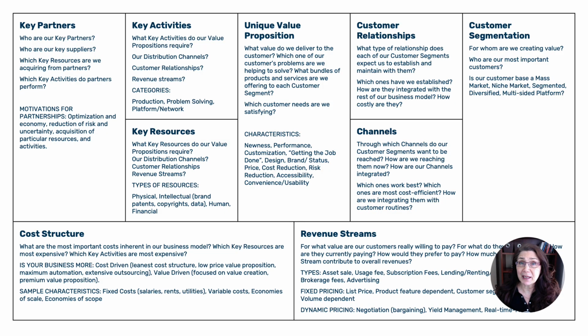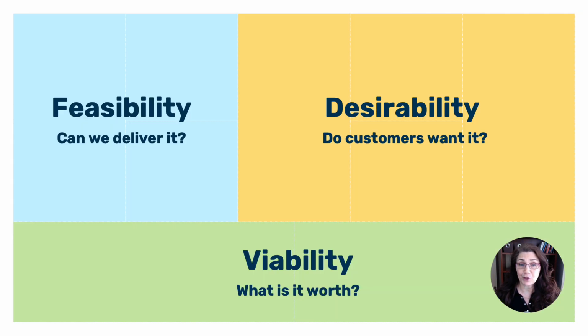Now, at a very high level, the Canvas is divided into three main areas. First, we've got desirability, and that helps you understand if there's a need. Do customers want what you have? The next part is feasibility. Can you bring your business vision into reality? Is it feasible? And the third part is viability. Viability helps you understand if putting all this time and effort is really worth it. Does it make financial sense?